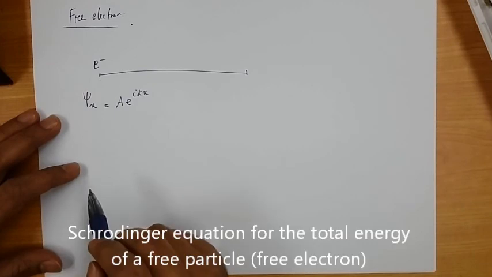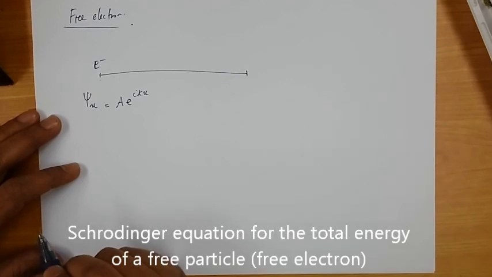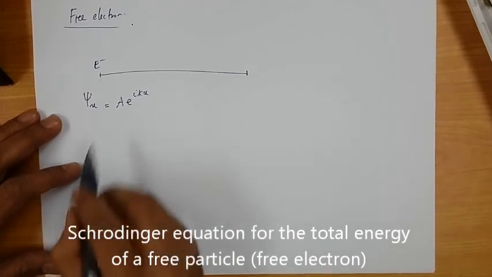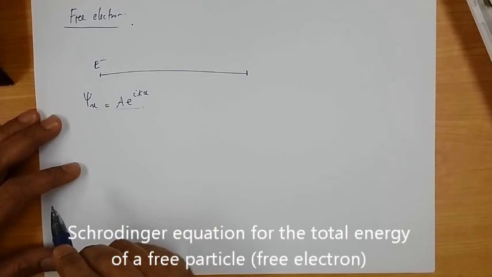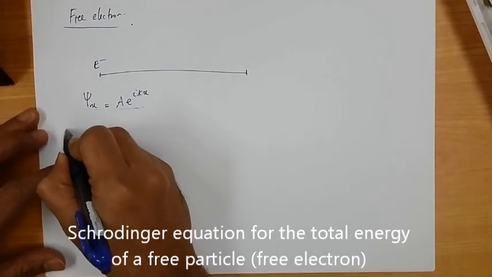So if we wanted to describe the total energy of a free electron using a wave function, we have to use the total energy operator, which is the Schrödinger equation.